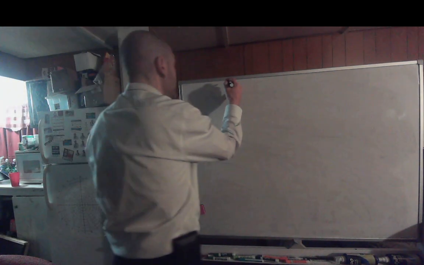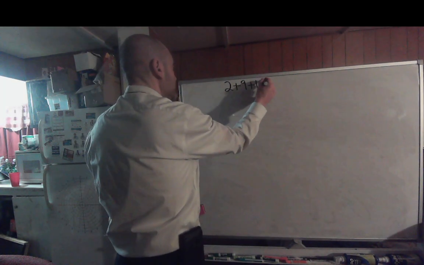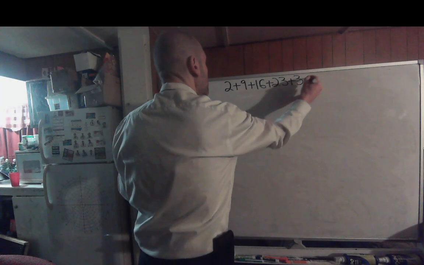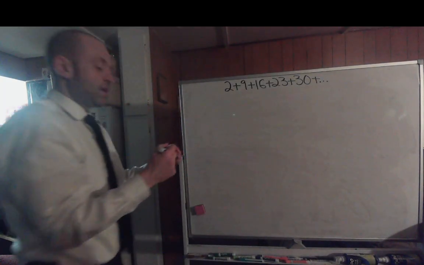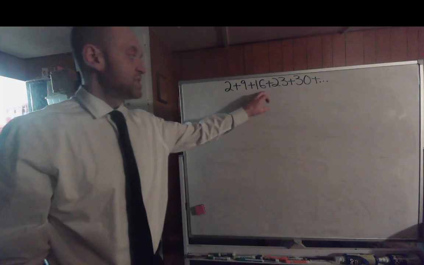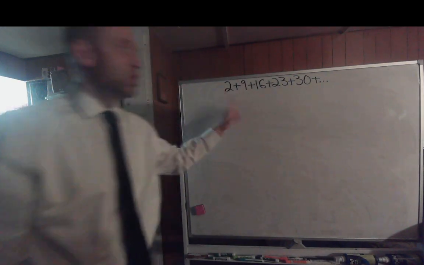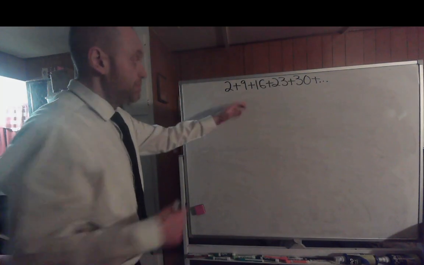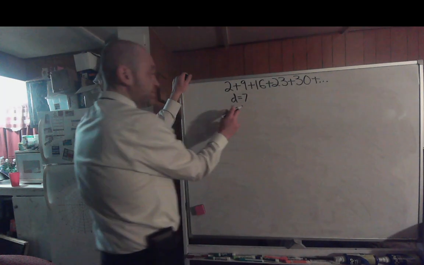Alright, so we have 2 plus 9 plus 16 plus 23 plus 30 plus ... So we have another arithmetic series here. 2 plus 9 plus 16 plus 23 plus 30 plus ... It keeps going and going. The common difference between all the terms is 7.